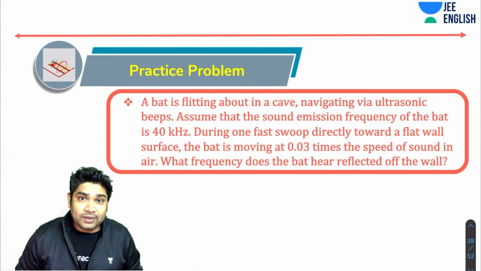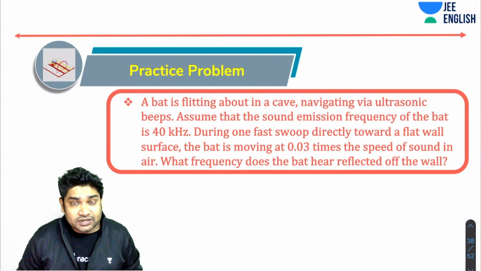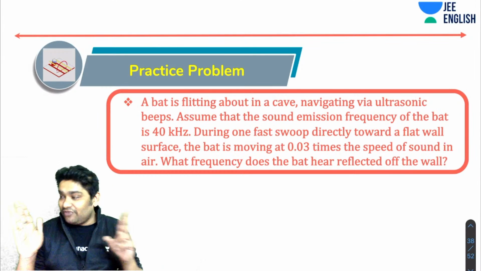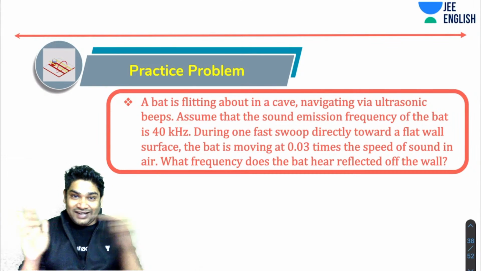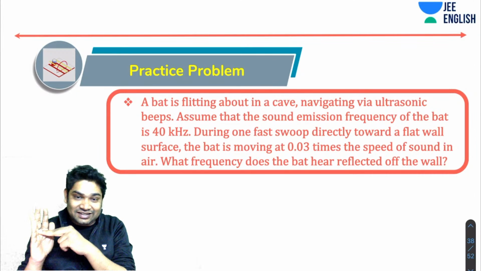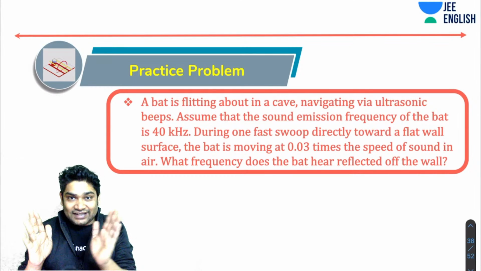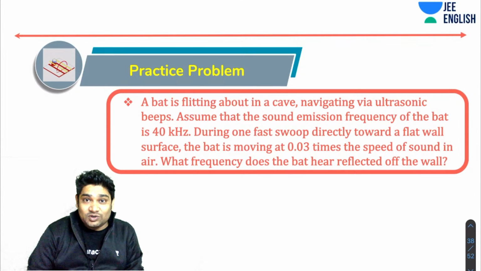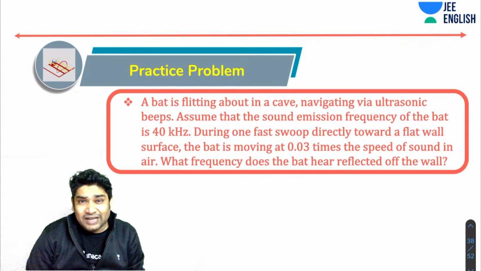Again, I hope you remember you have to apply Doppler's equation twice. First, treat the wall as a stationary observer, then treat the wall as a stationary source. In the first case, your bat becomes the source and the wall becomes the observer. So the bat is releasing these waves, and for the second case, the bat becomes the moving observer and the wall becomes the stationary source. I hope that is clear.